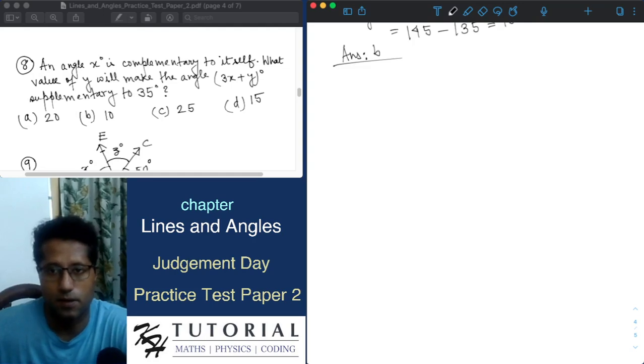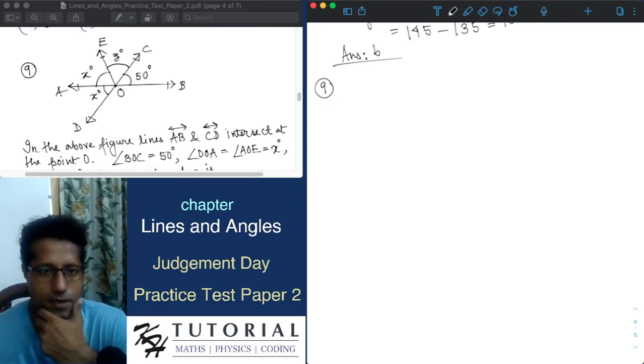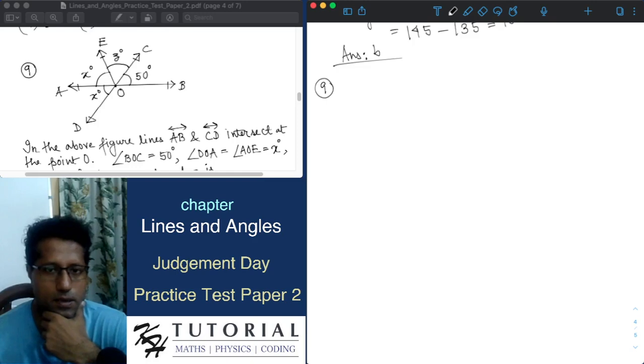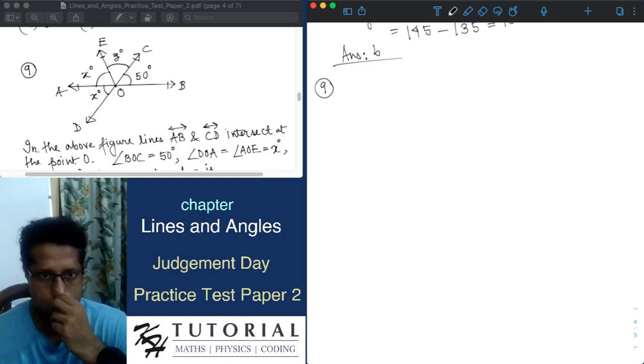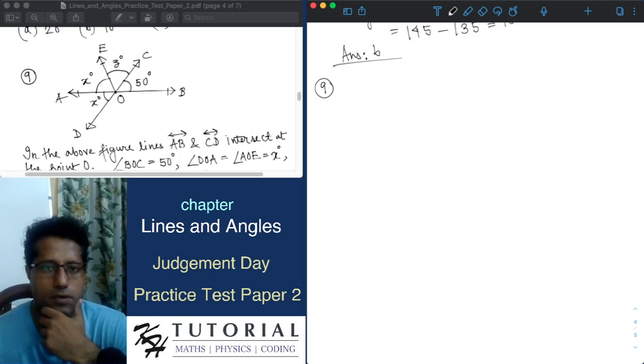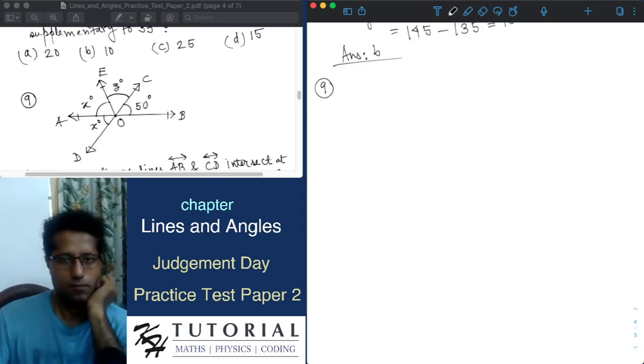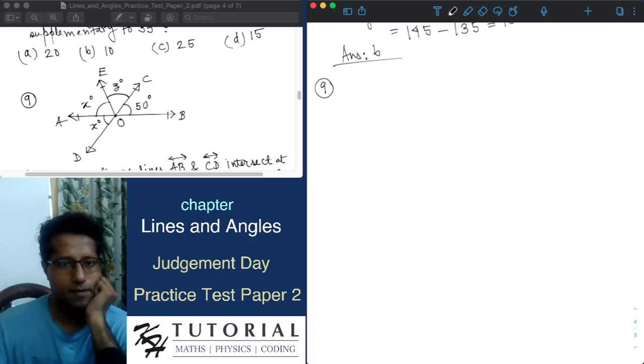Okay, let's do question number 9. Question number 9 also has a figure. It says that in the above figure, lines AB and CD intersect at the point O. Angle BOC is 50 degree. Angle DOA is x degree, DOA equals AOE, x degree, and angle EOC is z degree. Then the value of z is? The figure is quite explanatory. The main thing is that AB and CD are straight lines intersecting at the point O.